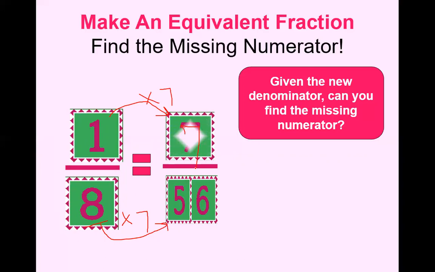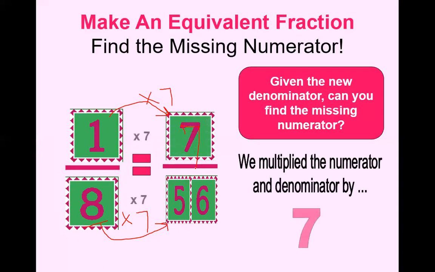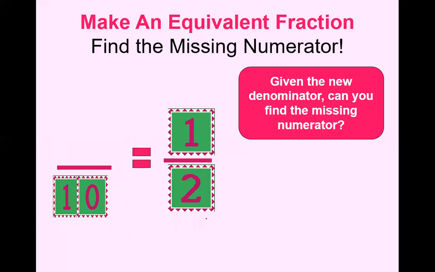So this is the answer of the missing numerator when you multiply the top and the bottom number by 7. So 1 7s are 7 and 8 7s are 56. This is giving you the answer of the equivalent fraction. Now we need to find the numerator on the left hand side.